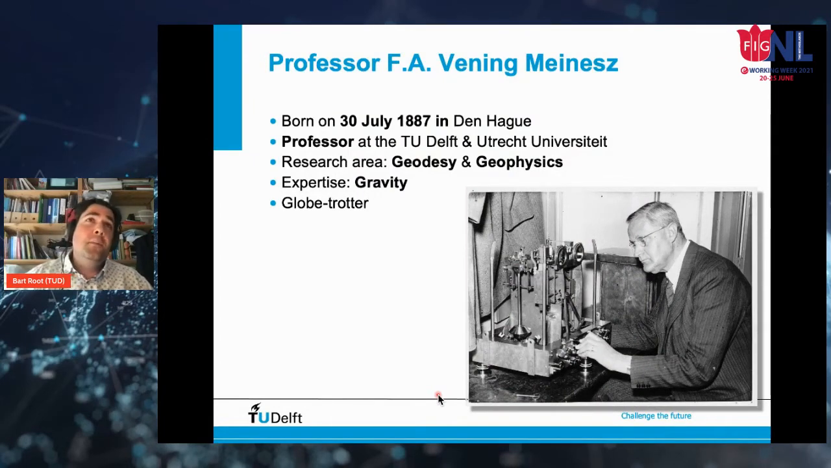So who is Professor Fenik Menes? He was born on 30th July 1878 in Scheveningen, which is close to Den Haag. And he was a professor in his lifetime at the TU Delft and Utrecht University. His research area was geodesy at the TU Delft and geophysics at Utrecht University. But his expertise was really on gravity data, so measuring gravity and trying to interpret what we see. And he was, of course, a globetrotter, traveled the world and doing measurements all over and talking about geosciences.